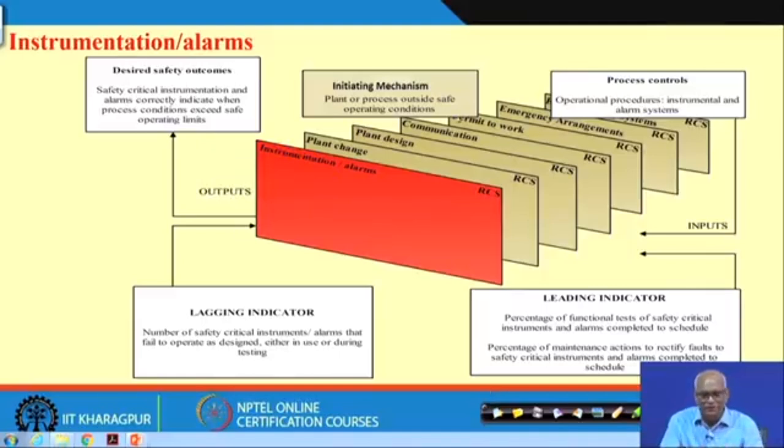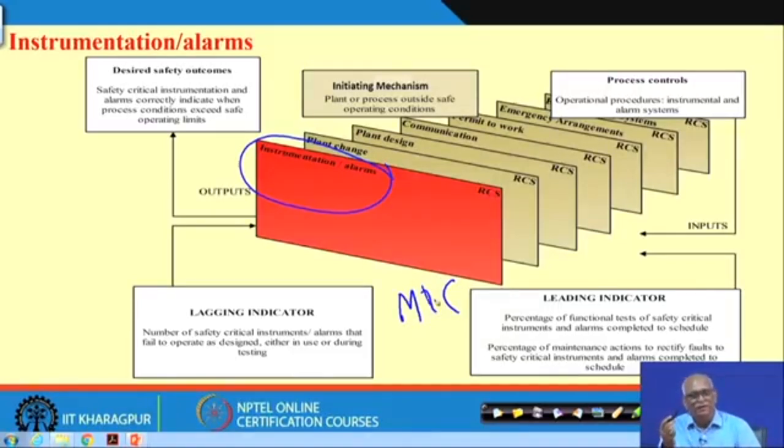Similarly, plant or process outside safe operating conditions. Outside safe operating conditions, instrumentation alarms are the risk control system. The Bhopal disaster happened when there was a leak, an MIC leak, methyl isocyanate leak happening. People were not able to ascertain from the control room. The people who were there were not able to read that something wrong was happening. Instrumentation alarms. So, a major thing happened.